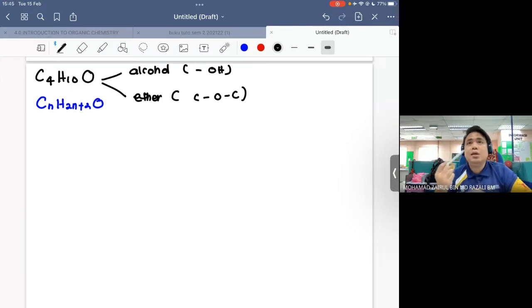So nak lukis isomer ni, awak kena be systematic. Jangan berterabur, jangan sekejap awak lukis alkohol, sekejap lukis ether. Nanti kalau serabut, tak systematic, otak awak serabut nanti awak tak dapat nak draw all possible isomer. So kita draw, kita settle kat alkohol dulu, baru kita settle kat ether. Okay, so let's try to draw the alcohol first.